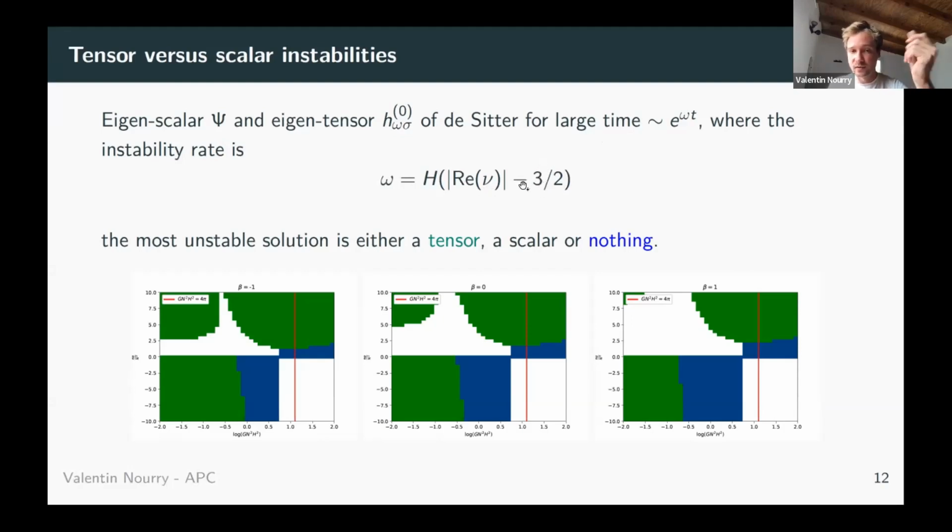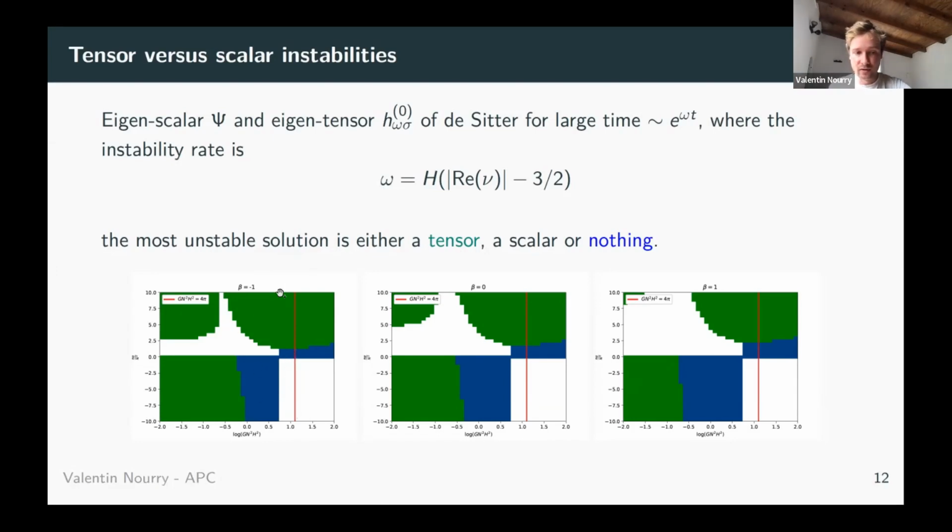So as I told you, when a given pole in nu space is unstable, it's when the real part is above 3/2. So we can compute this omega and compare the instability of the scalar mode with the instability of the tensor mode. And these panels, they just compare the scalar versus the tensor instability, and especially they compare the values of omega. So in the green region, in the space of alpha and the curvature, the green means that the tensor instability dominates. In white, it's when the scalar instability dominates. And in blue, it's when both are stable. So there is no instability. Both tensor and scalar are fine.